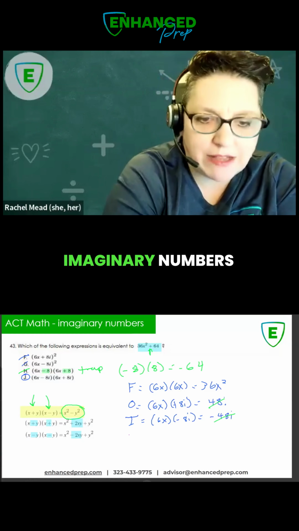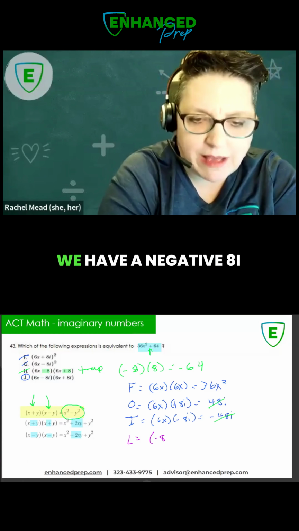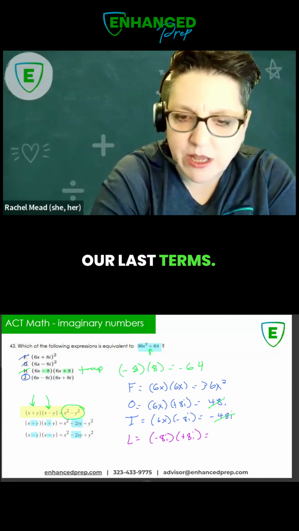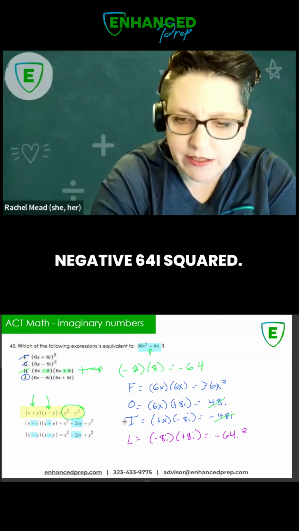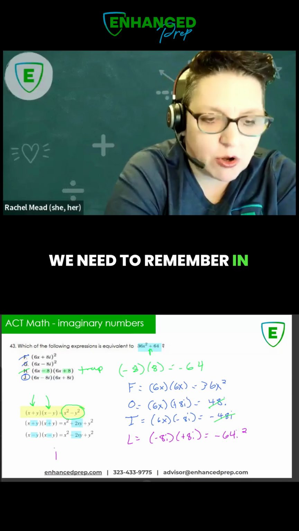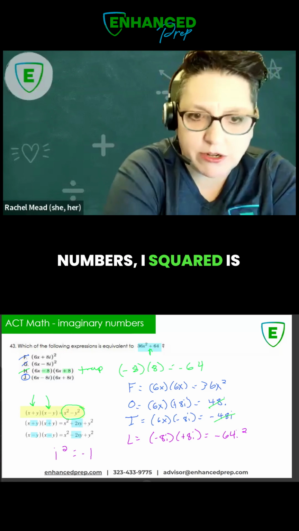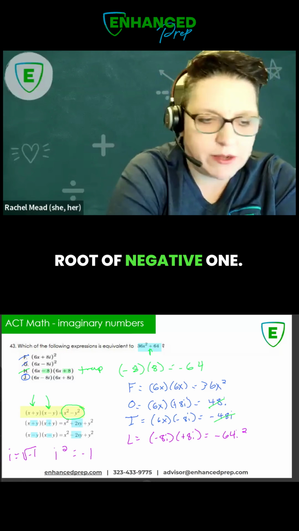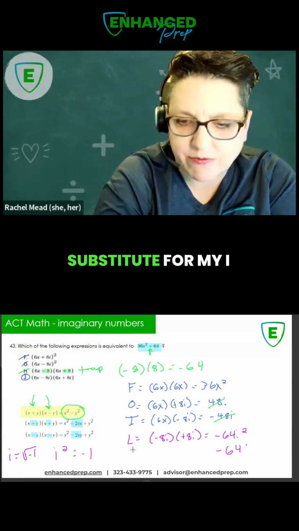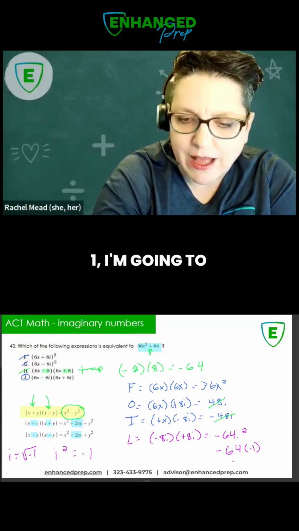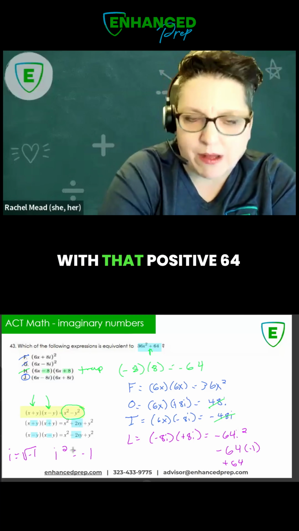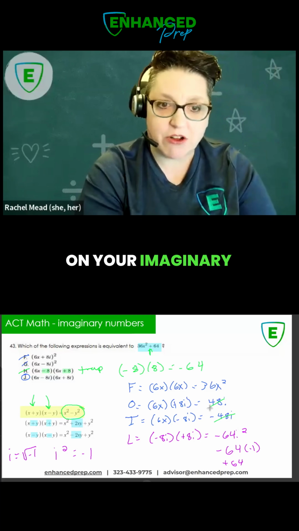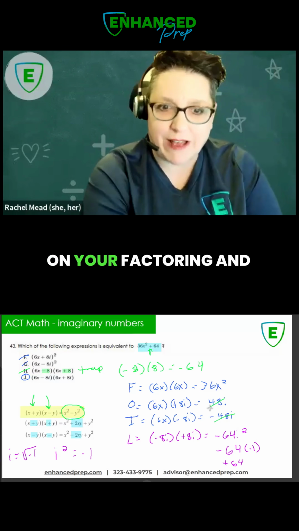And here's where our imaginary numbers really come into play. We have a -8i times a +8i in our last terms. That gives us a -64i squared. We need to remember, in terms of imaginary numbers, i squared is the equivalent of -1 because i, again, is the square root of -1. So when I substitute that -1 for my i squared, I'm going to multiply and end up with that +64 that we're looking for. Hopefully that's a good refresher for you on your imaginary numbers and shortcuts on your factoring and foiling.